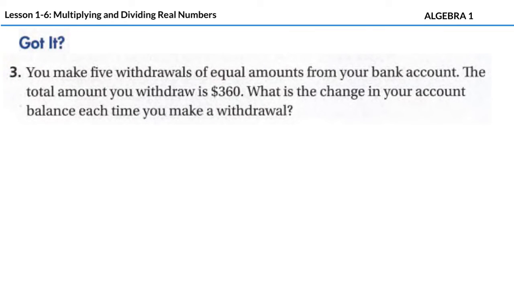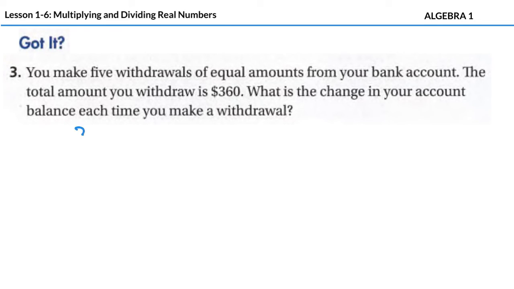Okay, see whether you got it or not. Try it on your own. You make 5 withdrawals of equal amounts from your bank account. The total amount you withdraw is $360. What is the change in your account balance each time you make a withdrawal? So how many withdrawals are you making? 5 of equal amounts. What is the total amount? $360. So every time you withdraw, what is the change in the balance? How would you do it? It will be dividing 360 by 5.